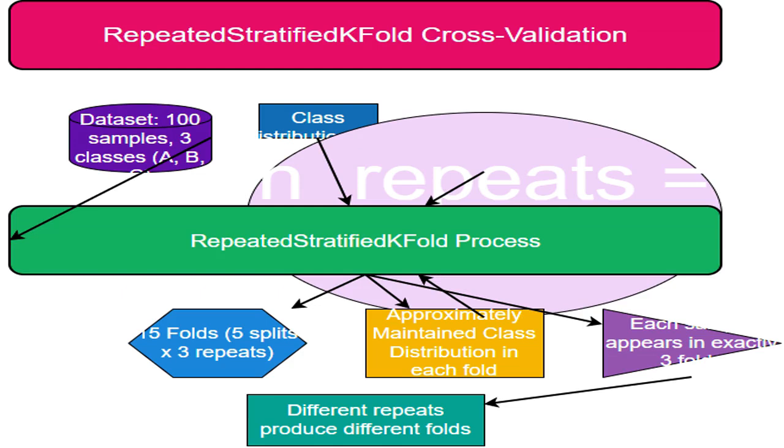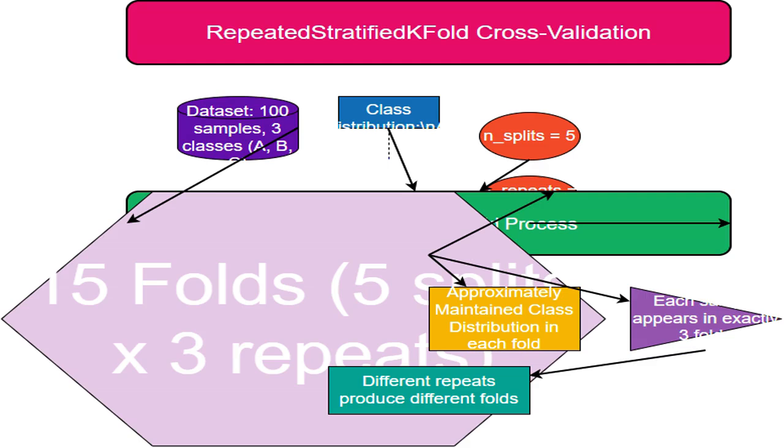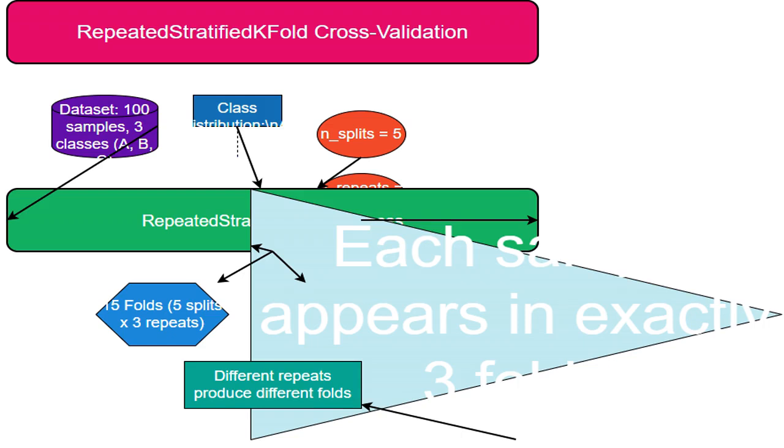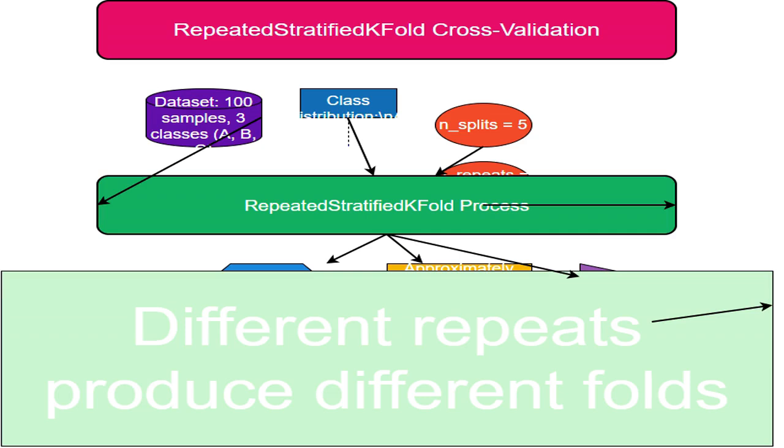So, that's like baking 3 cakes and slicing each into 5 pieces. That gives me a total of 15 folds, 5 slices per cake * 3 cakes equals 15 folds. I now have 15 different ways to train and test my model, which gives me a more robust evaluation. Because I repeat the whole process 3 times, each data point shows up in exactly 3 of those 15 folds. Each time I repeat, I get a different set of folds, not the same folds over again. That's the key to getting a more reliable model evaluation.